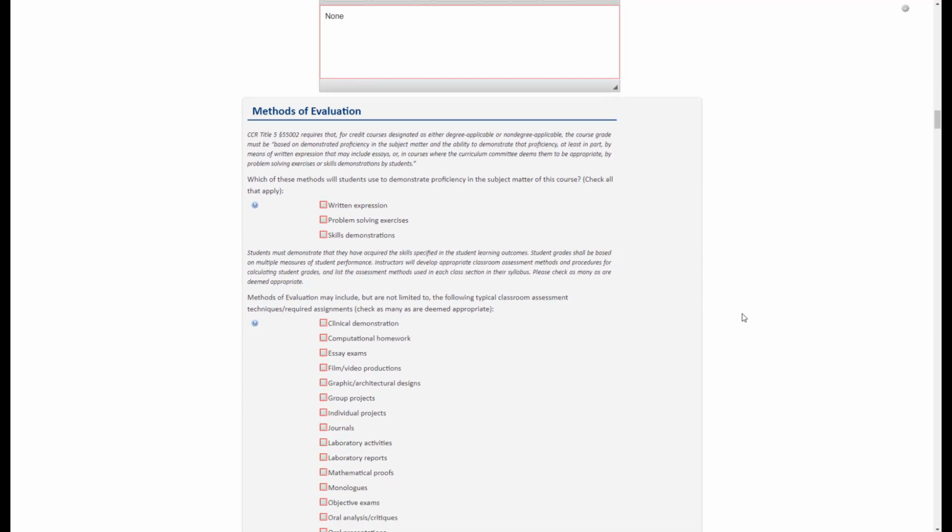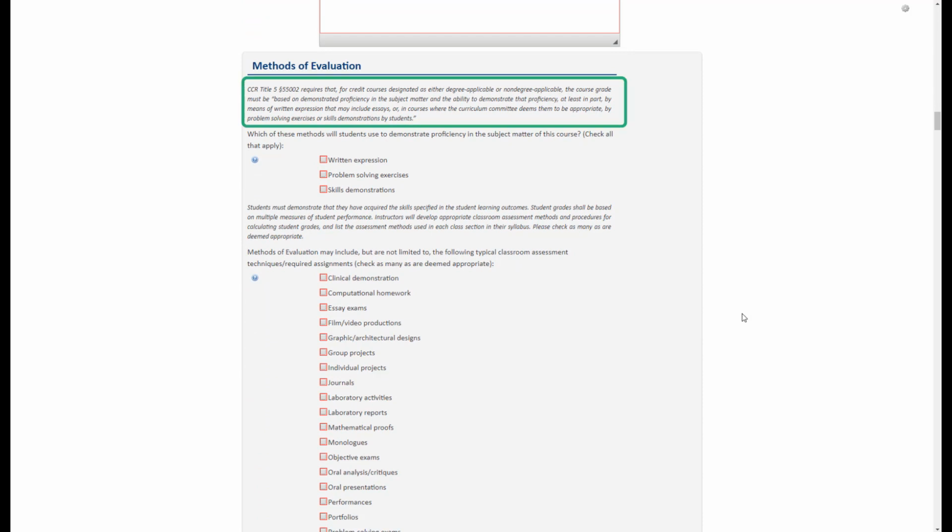Alright, so now we have methods of evaluation. Title V requires that for credit courses designated as either degree applicable or non-degree applicable, the course grade must be based on demonstrated proficiency in the subject matter and the ability to demonstrate that proficiency, at least in part by means of written expression, that may include essays, or in courses where the curriculum committee deems them to be appropriate, by problem-solving exercises or skills demonstration by students.